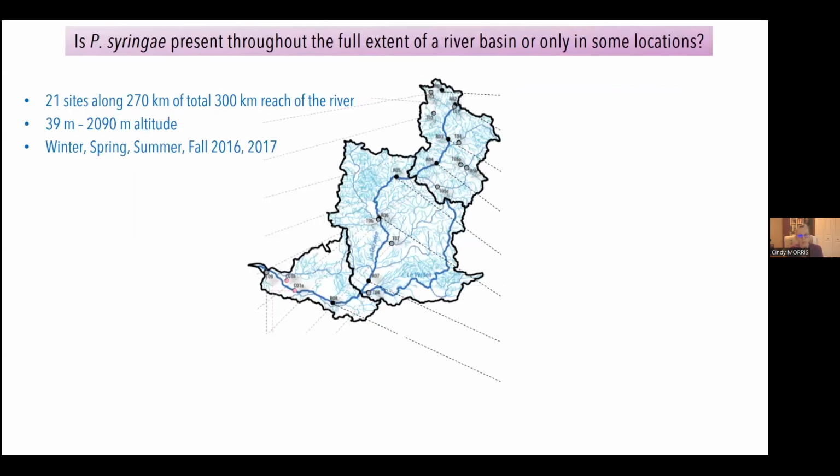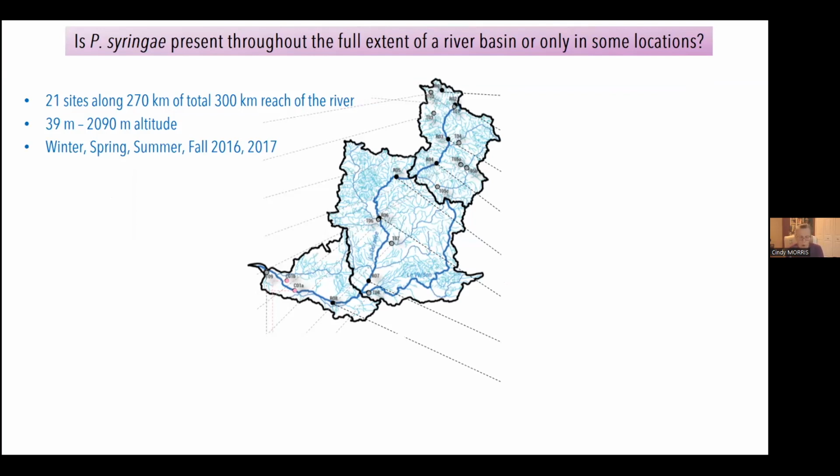And so we identified 21 sites along nearly the entire reach of the river. So it's 300 kilometers, and we did 270 kilometers of the reach of the river. The little dots on this map show you the river. The altitude spanned from 39 meters to over 2,000 meters. And we took samples in 2 years at 4 different seasons. So we have 8 samples: 2 in winter, 2 spring, 2 summer, and 2 fall.